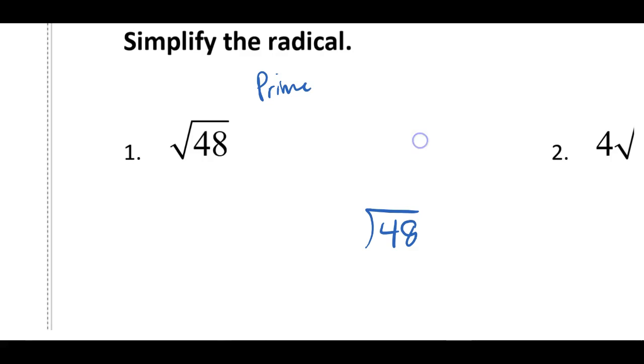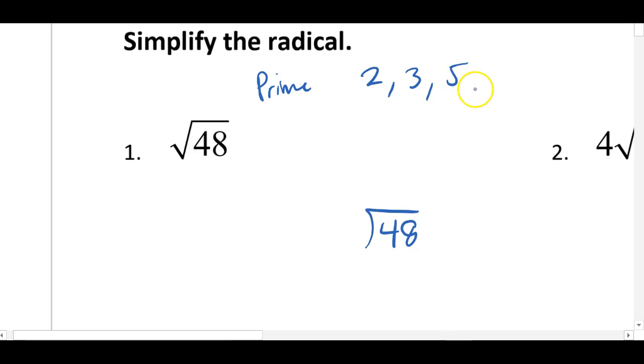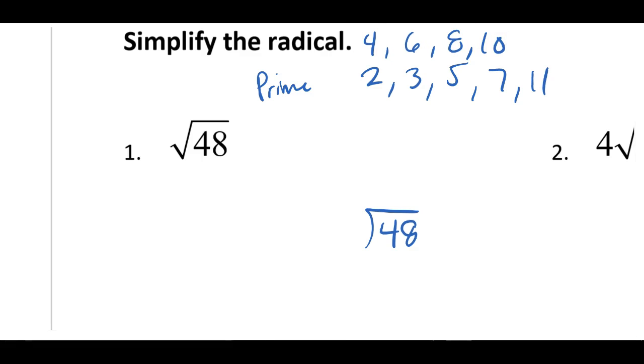So examples of prime numbers would be 2, 3, 5, 7, 11. Examples that are not prime numbers would be 4, 6, 8, 10. These are not prime numbers because I can divide a number into 4. I can divide 3 or 2 into 6. I can divide 4 or 2 into 8. And I can divide 5 or 2 into 10. But 2, 3, 5, 7, and 11, I cannot divide a number into.